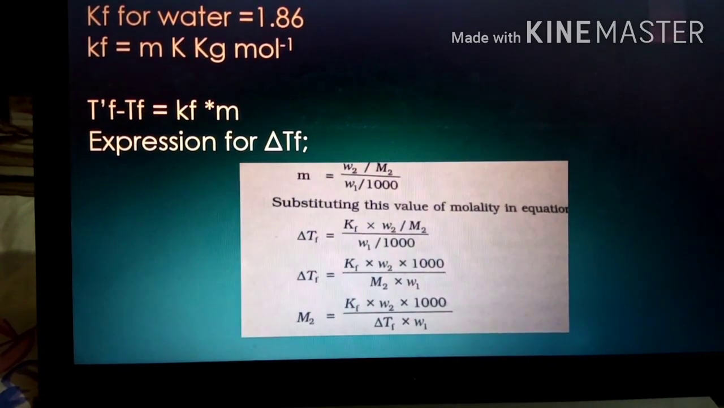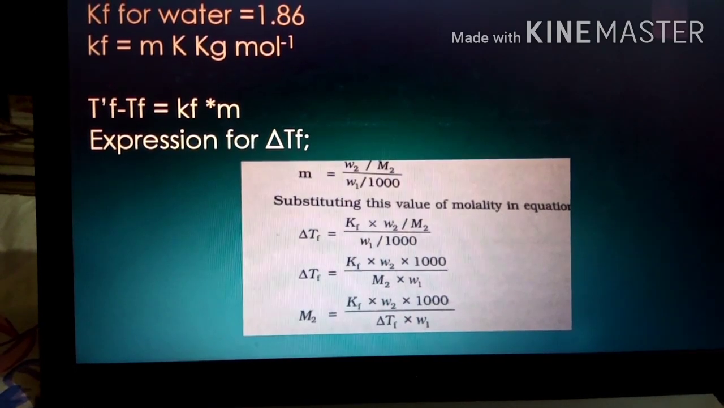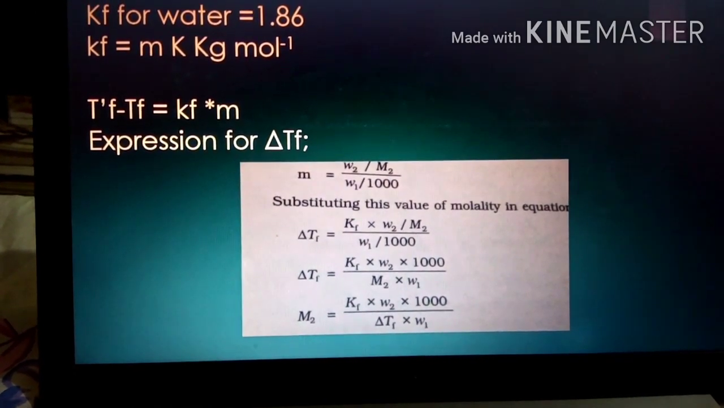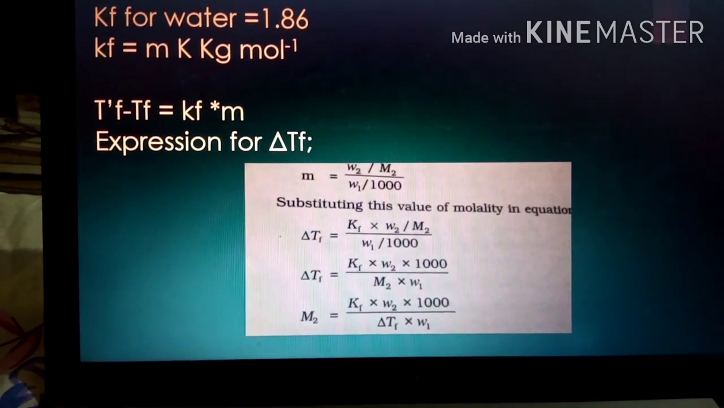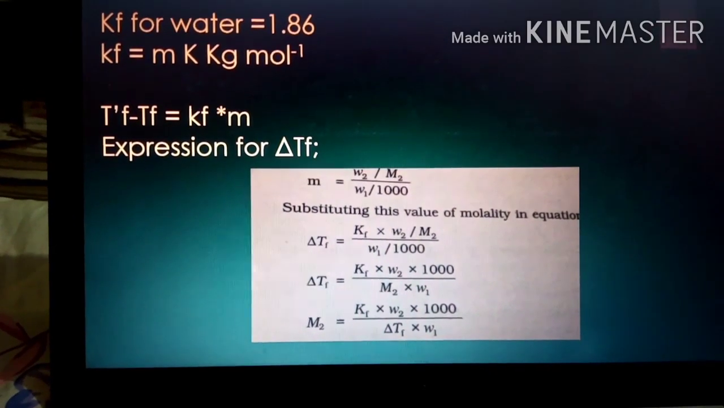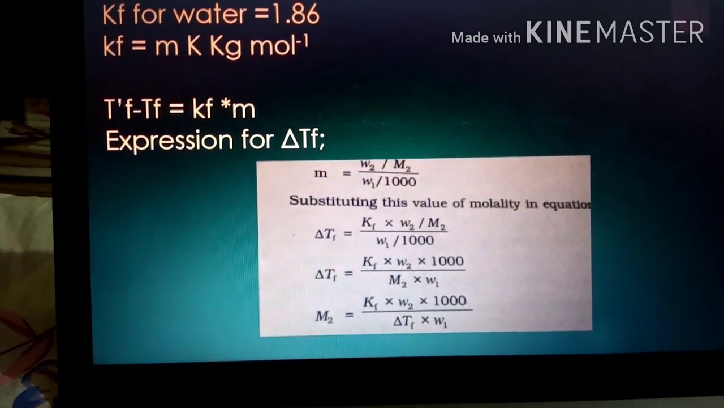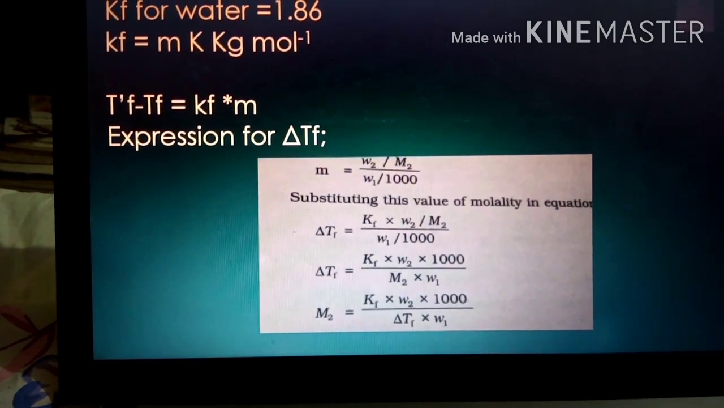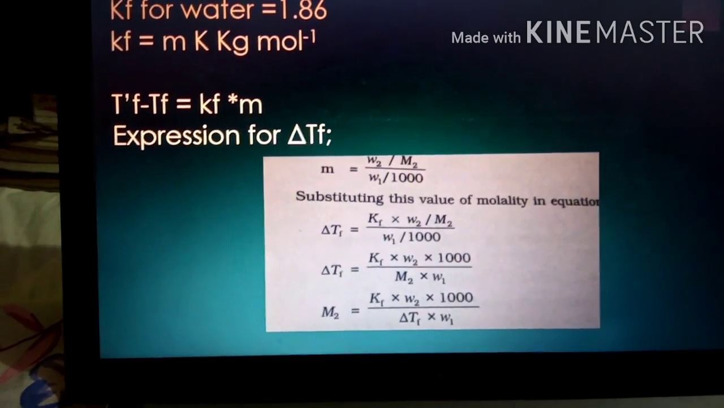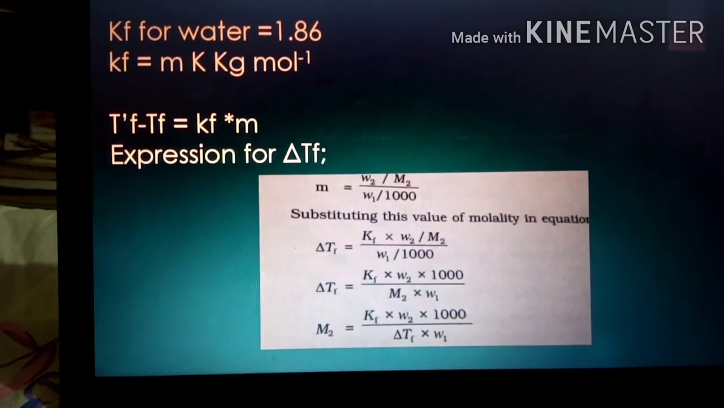Okay, let's see the other line, what it is saying. Delta Tf is equal to Kf into W2 into 1000, divided by W1 into M2, which is in the denominator of W2. If we have to calculate M2, then simply replace the value of delta Tf in the denominator by M2. Okay, let's proceed further.